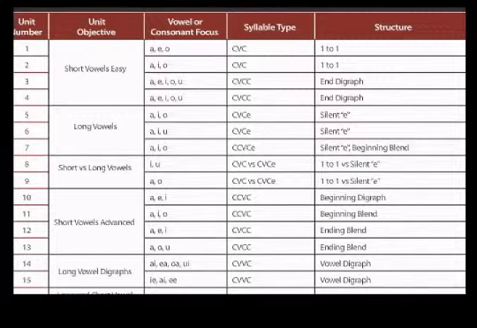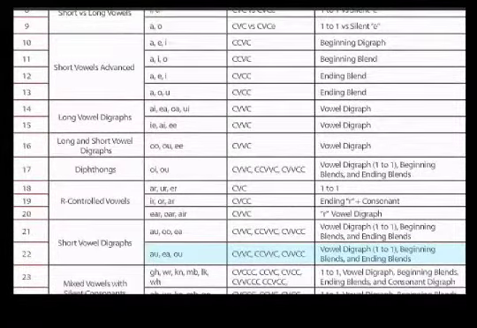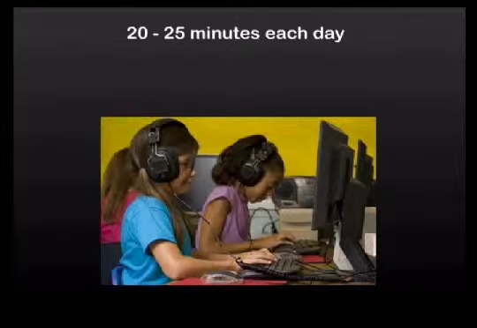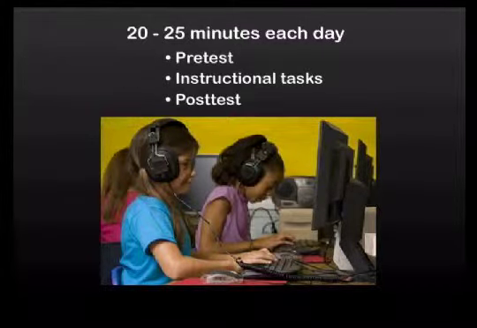The scope and sequence of the Access Code curriculum includes 24 units. The curriculum is systematically organized around vowel concepts that advance from simple to more complex. At the same time, the structure of the syllable also becomes more complex. Students work independently for 20 to 25 minutes each day, and the typical student will complete the curriculum in 12 to 16 weeks. Each unit contains a pretest, instructional tasks, and a posttest.